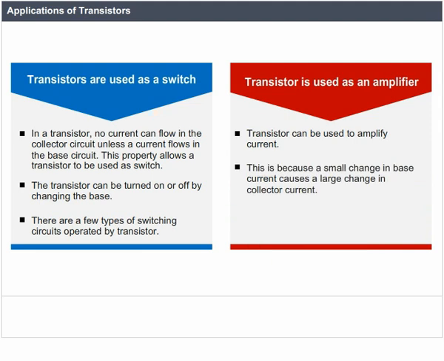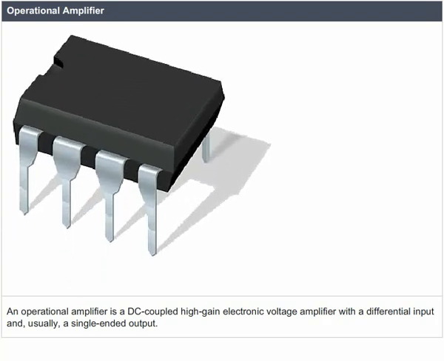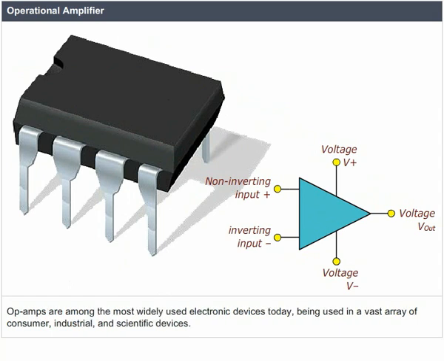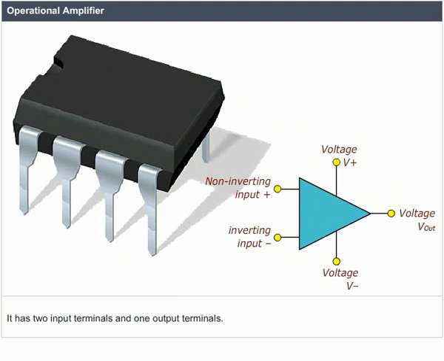Operational amplifier. An operational amplifier is a DC coupled high gain electronic voltage amplifier with a differential input and usually a single ended output. Op amps are among the most widely used electronic devices today, being used in a vast array of consumer, industrial and scientific devices. It has 2 input terminals and 1 output terminal.